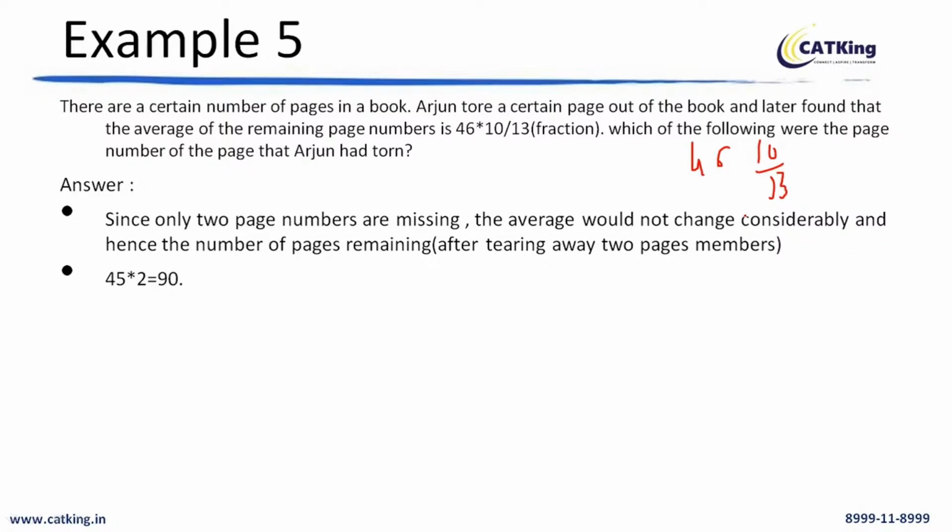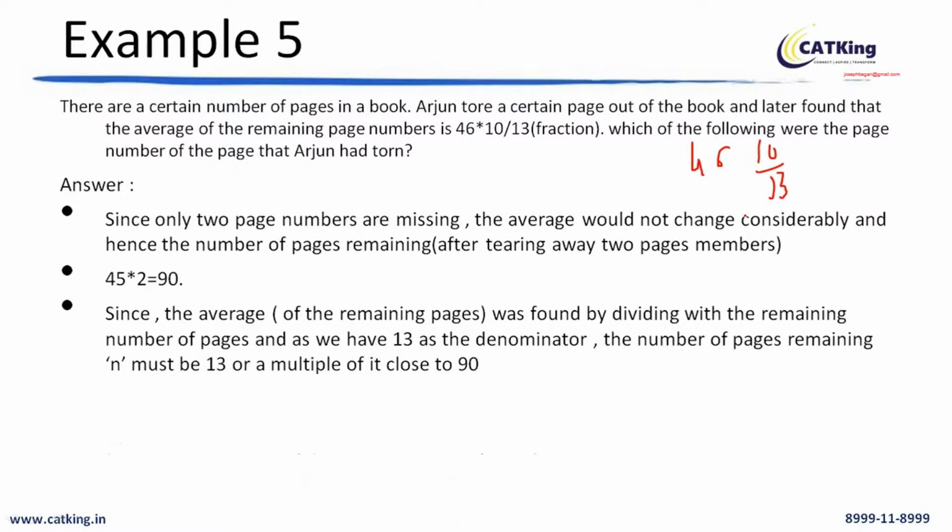Okay, these two were torn. One page was torn, 2 page numbers gone. So the average would not change considerably. So the number of pages would be 90, correct? It becomes 90. We are assuming this, okay? This is the assumption. Since the average of the remaining pages was found by dividing with the remaining number of pages, and as we have 13 as a denominator, the number of pages remaining must be 13 or a multiple of it close to 90.